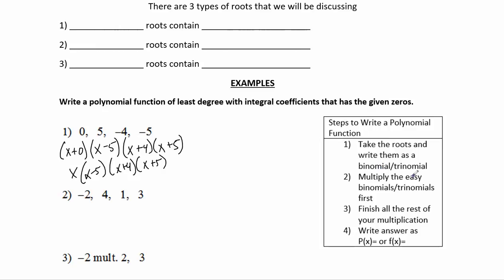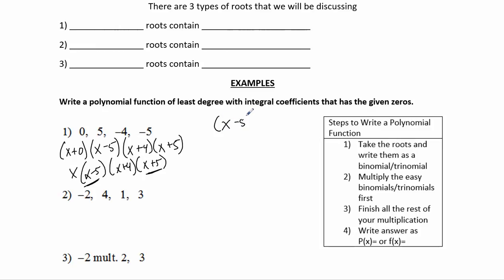Second step is multiply the easy ones first. Easy? These aren't easy. What does that mean? This means that the easy ones are going to be the x minus 5 and the x plus 5. You can see that they're pretty similar binomials. One's a positive, one's a negative. And those are the easy ones. We're going to do those first.